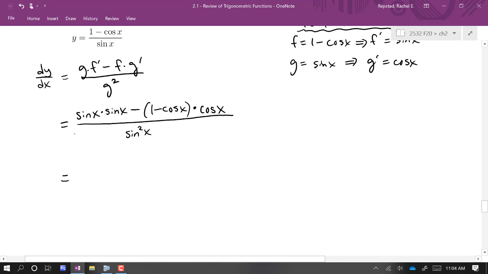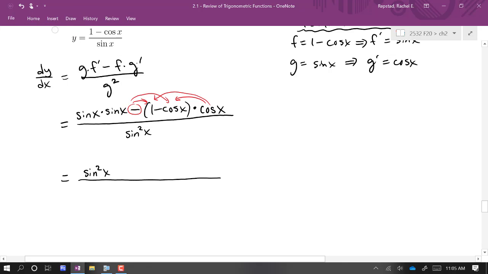We want to fix that. So let's do that. We've got in the numerator up top, we start with the sine squared x. Now I'm going to distribute the cosine, and at the same time, I'm going to distribute this negative.